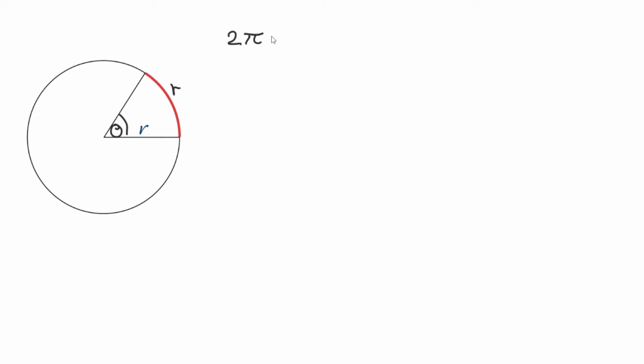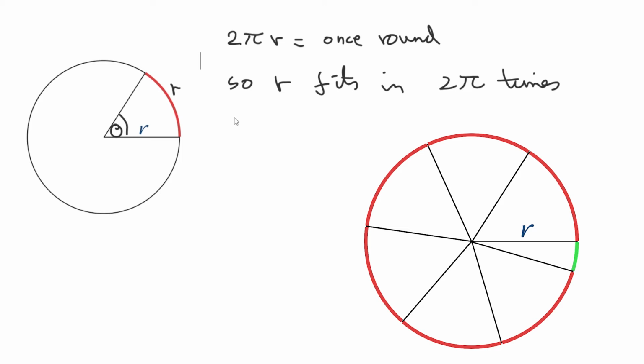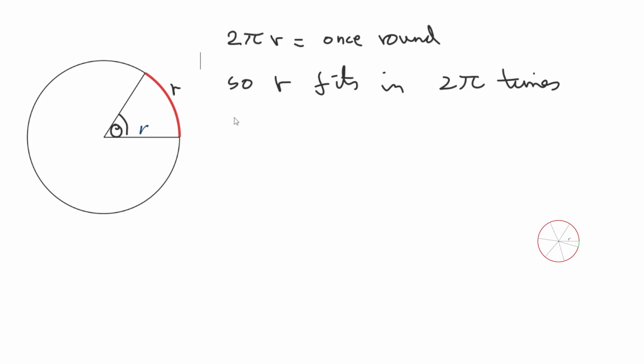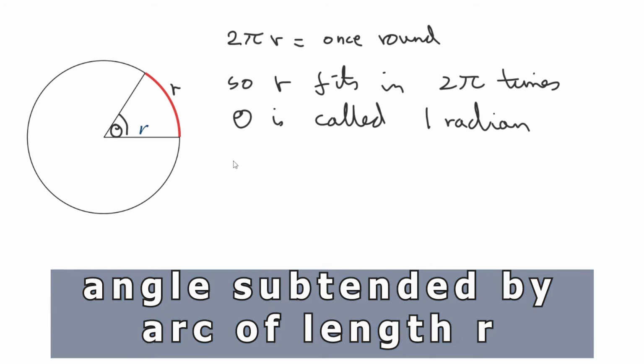Imagine how long the circumference is. Well, I'm sure you know it's 2 pi times r. In other words, that means that r fits around the edge 2 times pi, i.e. 6.28, times. Theta here is defined as being 1 radian. This is the angle subtended between 2 radii when the distance between those 2 radii is 1 radius.